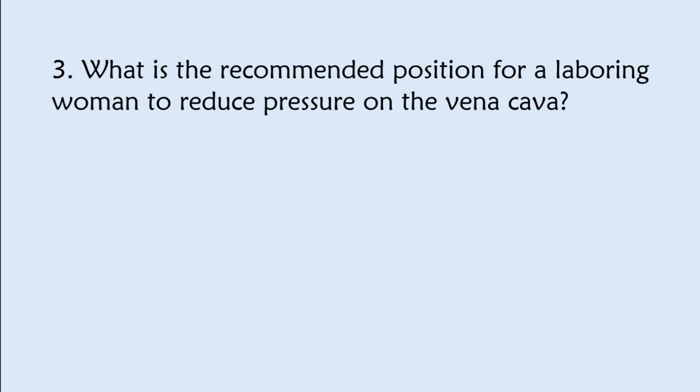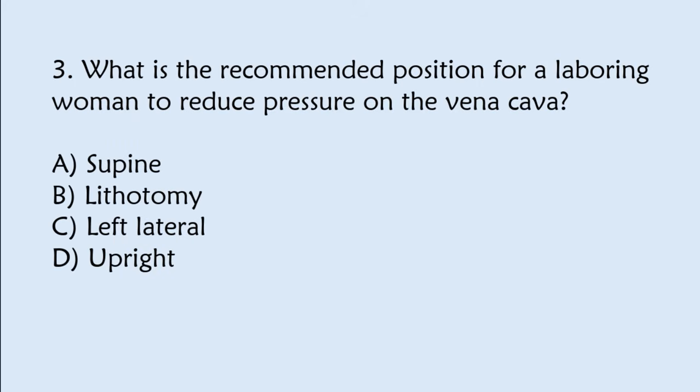What is the recommended position for a laboring woman to reduce pressure on the vena cava? Supine, lithotomy, left lateral, upright. Correct answer is option C, left lateral.